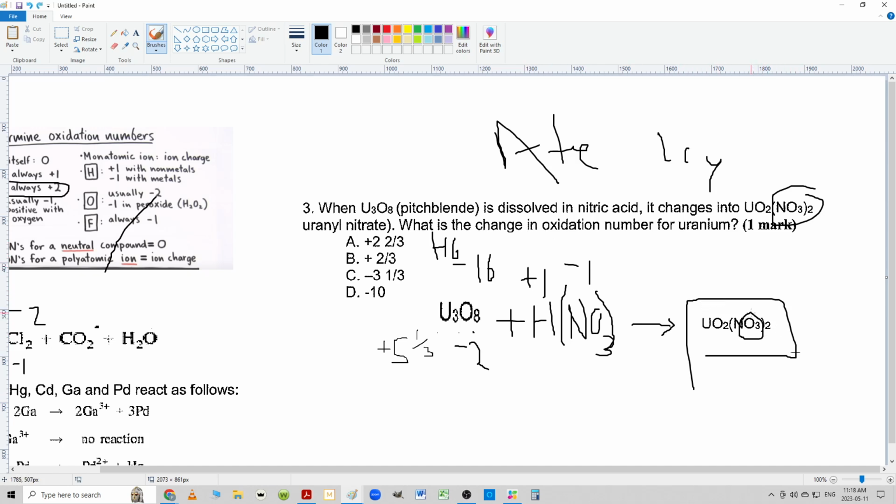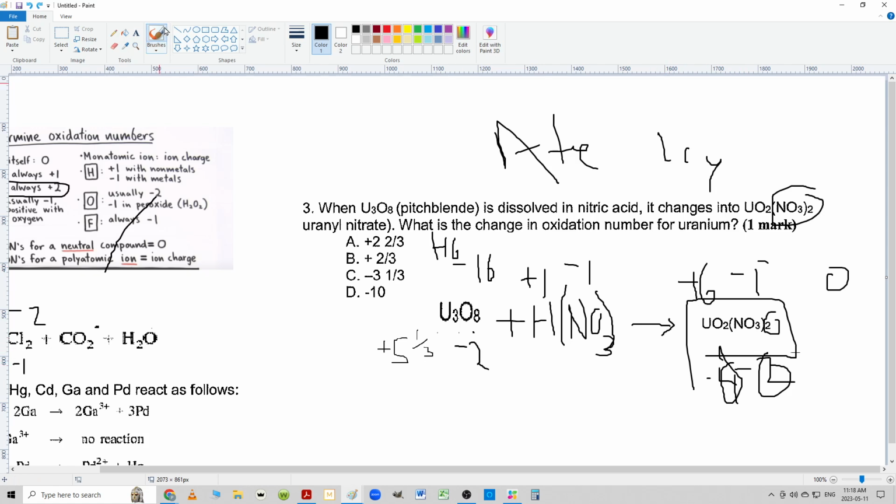We know that each NO3 is minus 1. We also know there's 2 of them, so it's minus 2. We know that each oxygen is minus 2, and there's 2 of them, so there's another minus 4. Total of minus 6. That means uranium must be plus 6 because this does not have a charge outside of it. So it must add up to 0, which means for me to balance out that minus 2 and that minus 4 from the oxygen, minus 2 from the 2 nitrates, it must be plus 6.